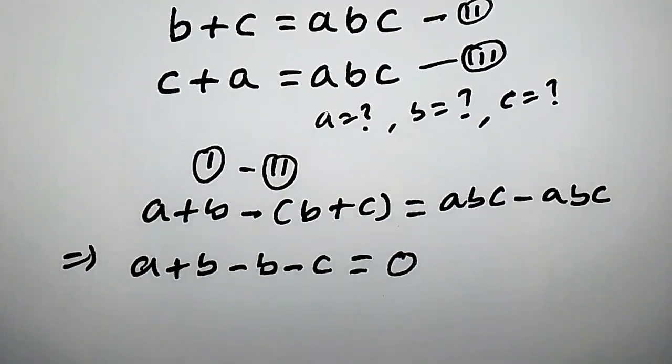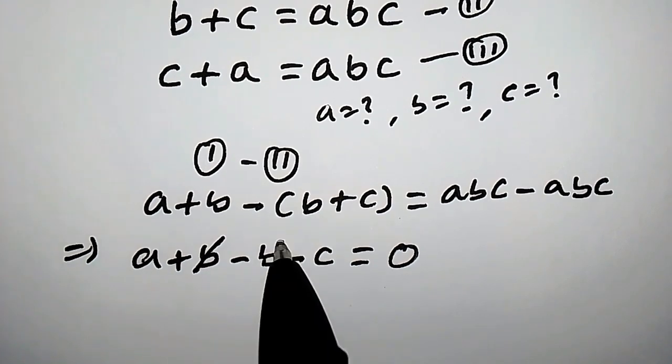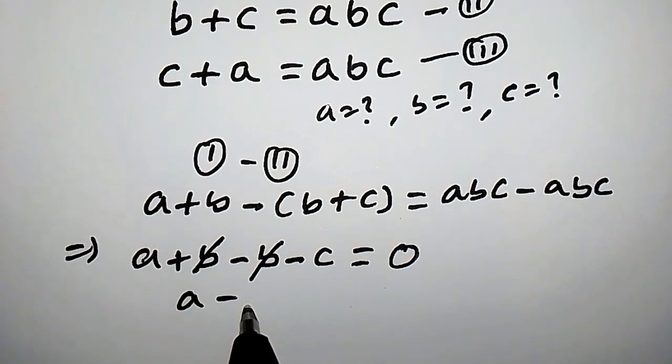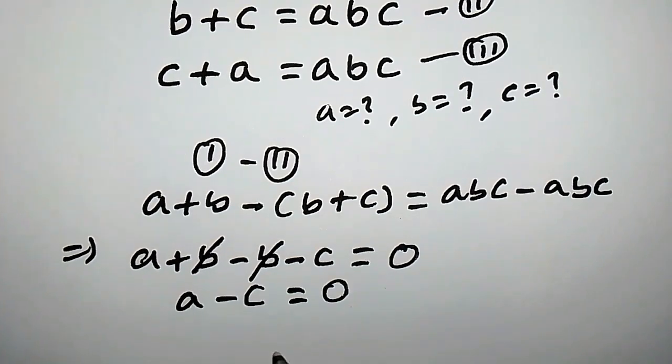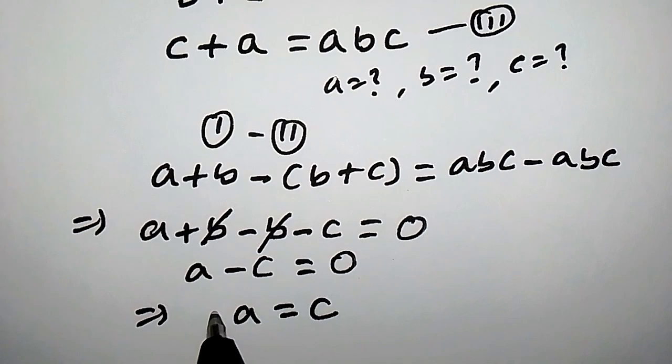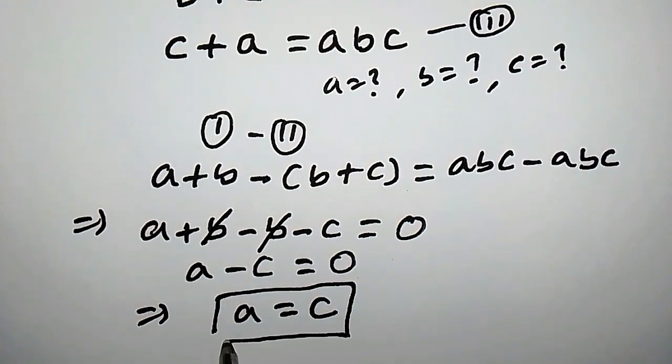Let's proceed further. Clearly, B minus B, that is 0. We are left with A minus C equal to 0. This means that A is equal to C. Take note of this.